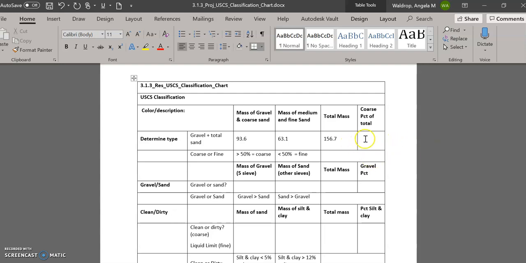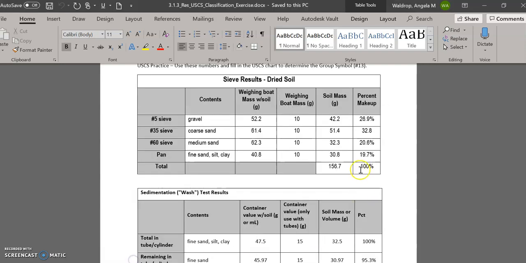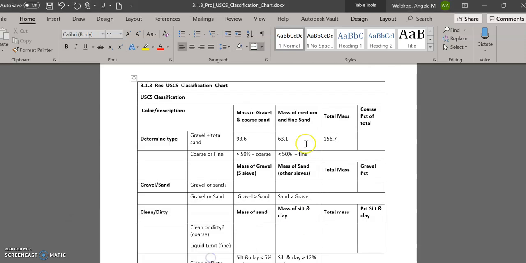Now we need to put the percentage here. We can add the percentage from the chart. If you take a look at the chart, you'll see that we have 26.9 and 32.8, or we can actually calculate it using the numbers on this chart, okay? But we're going to go ahead and just add those numbers together, 59.7.